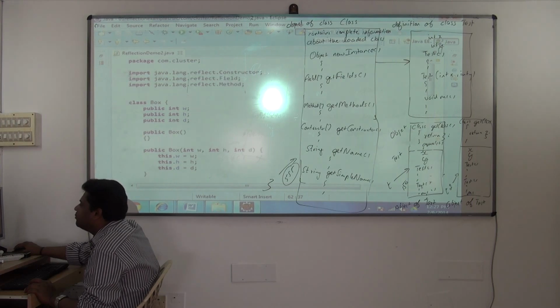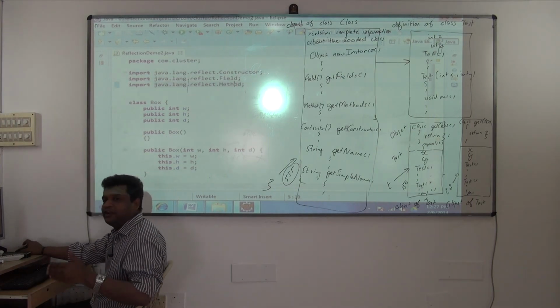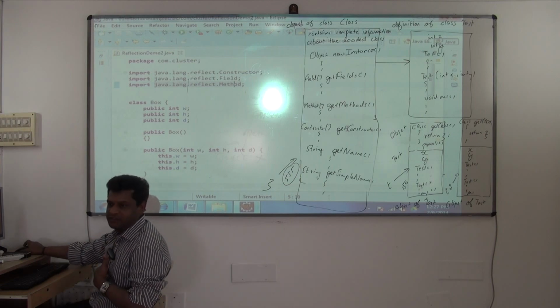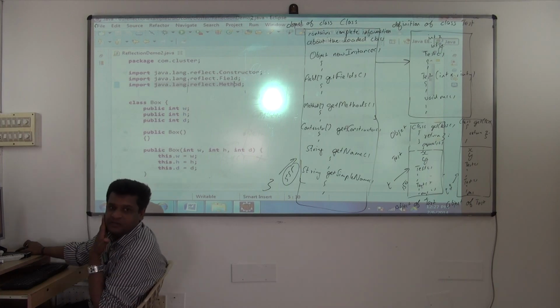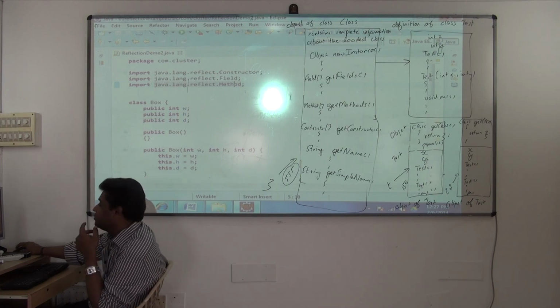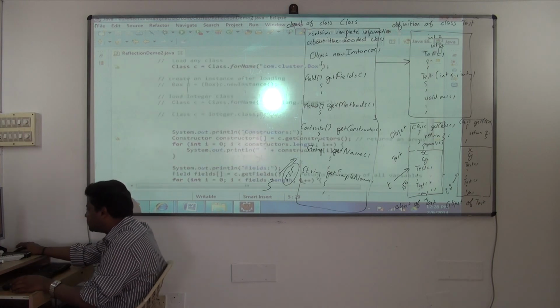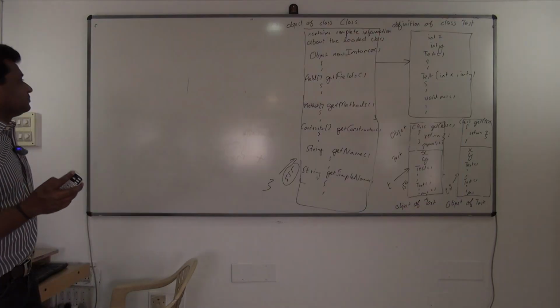So what are the things I have imported now? See here: Constructor, Field, Method. So always before you code, look at the top first, to see which classes you are using. Means you are using a library, but in which package is that library present? The java.lang.reflect package. Field, Constructor, Method, these are all classes present in the package called java.lang.reflect. Yes, now let's come to this code.